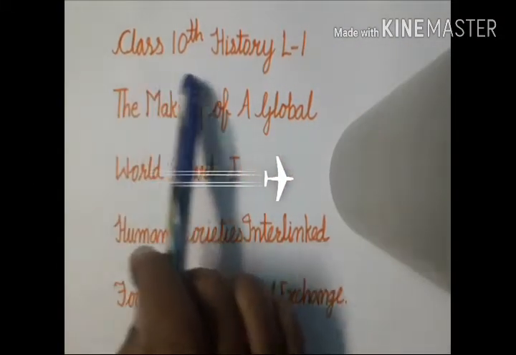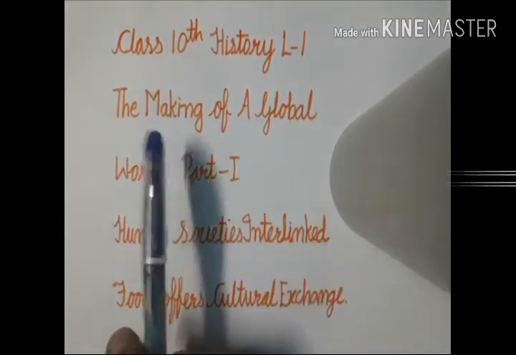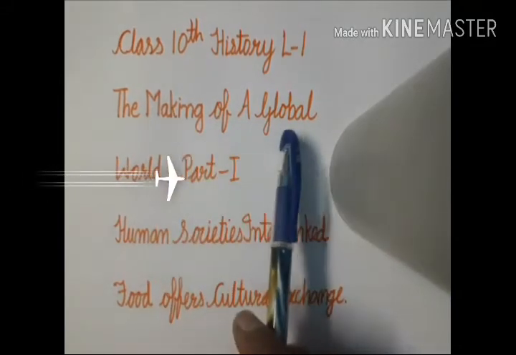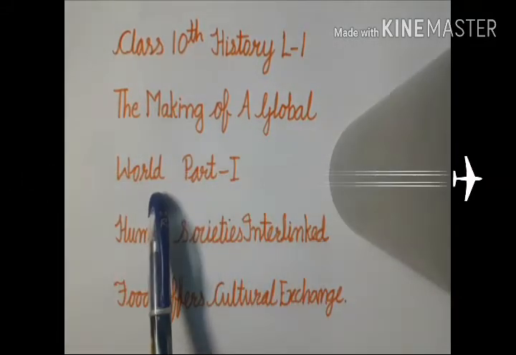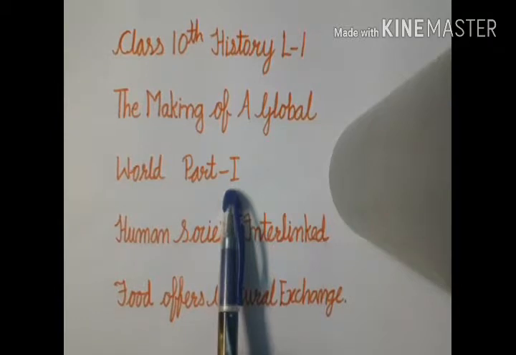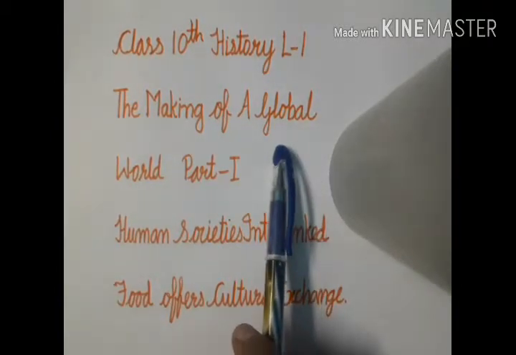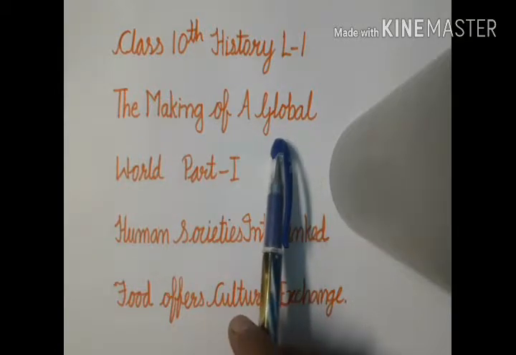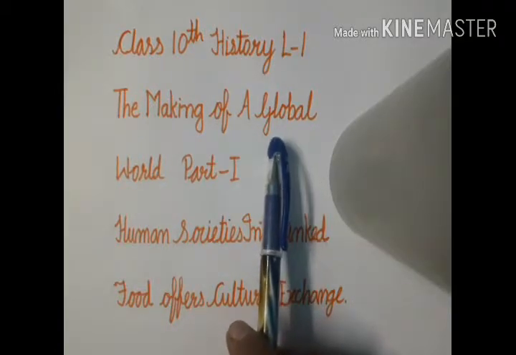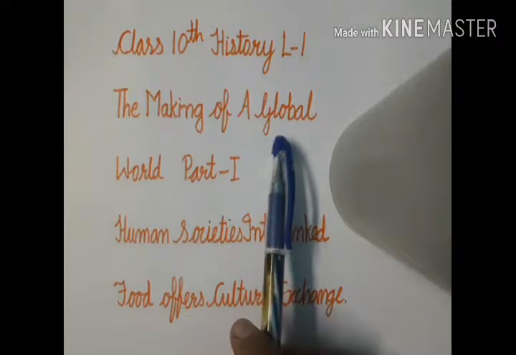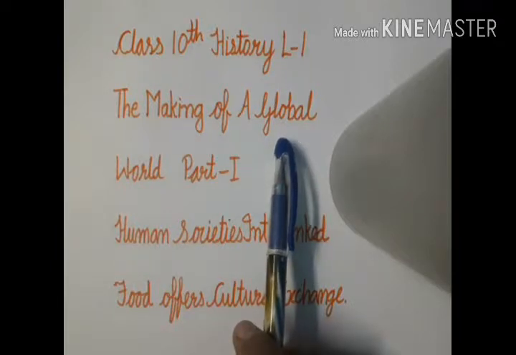Today I shall teach you class 10th history lesson 1, and the name of the chapter is The Making of a Global World, and it's part 1 of this chapter. Students, first I shall tell you what is globalization. Globalization refers to an economic system of the last 50 years, and we will read in this chapter a history of the making of the global world.